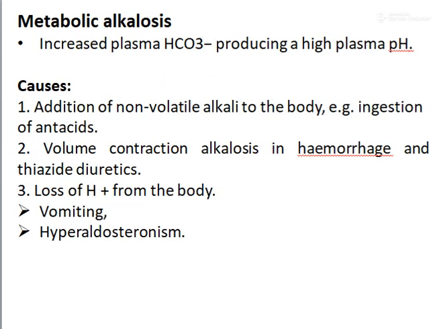In metabolic alkalosis, there is an increase in plasma bicarbonate and it produces a high plasma pH. Causes of this are ingestion of antacids, volume contraction as in hemorrhage and thiazide diuretics, and loss of H+ as in vomiting and hyperaldosteronism.